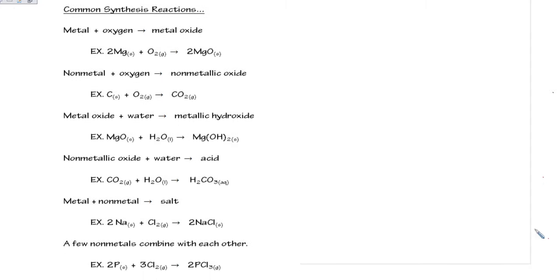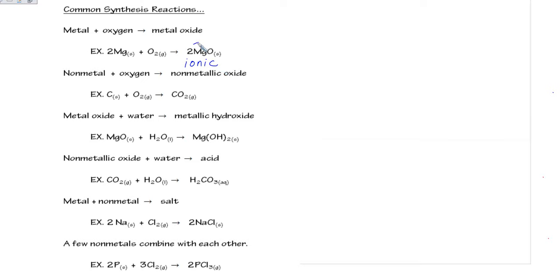If we had a metal plus oxygen, we form the metal oxide. If we have a nonmetal and oxygen, we form a nonmetal oxide. Now, the one big difference between these two is that if I have a metallic product, it's ionic. Well, we might mark a little note in there. Ionic compounds always have a metal, nonmetal. So if I have magnesium reacting with oxygen, I'm going to form magnesium oxide.